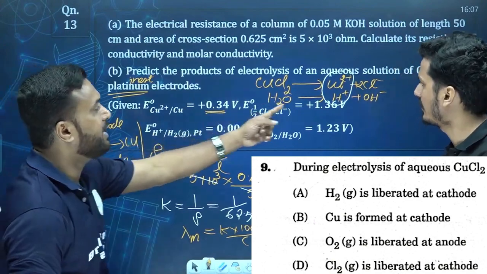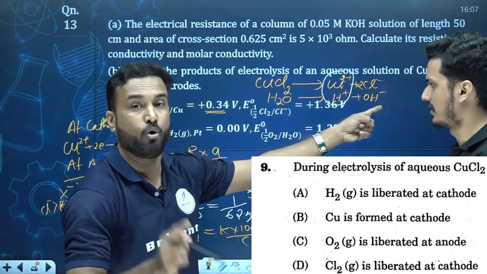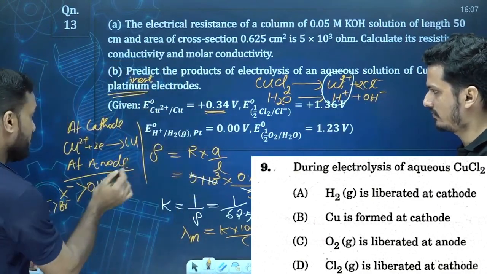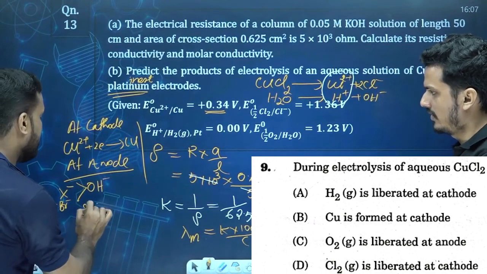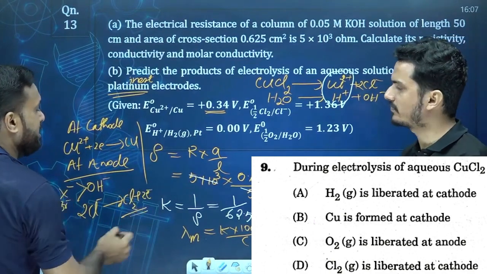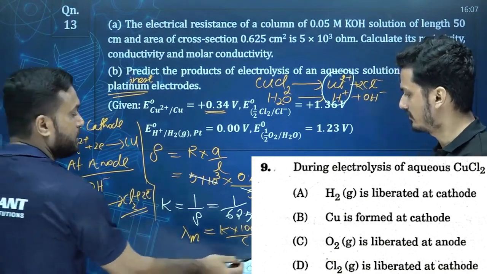So here what do we have? Here we have Cl minus and OH minus. Hope you got the logic. Wherever Cl minus and OH minus come, Cl minus will go to anode. So I'll write the equation directly: 2 Cl minus gives Cl2 plus 2 electrons. So which gas will be liberated? Chlorine gas will be liberated.